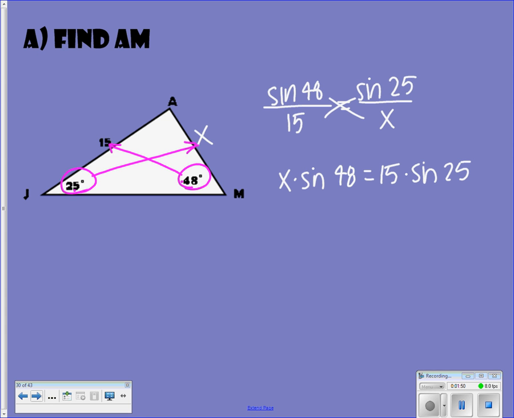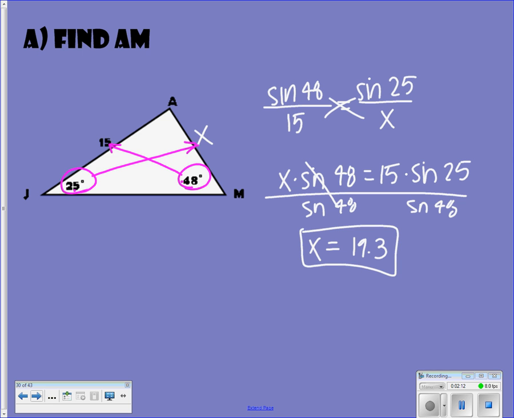Then I'm just going to try and get x by itself, which means I would want to get rid of the sine of 48 on each side. So that's going to give me x equals, now be careful, you can do this all at one time on your calculator, just be careful. You should type in 15 times sine of 25, hit enter, and then divide by sine of 48, and you should get 19.3. Okay, so maybe this one's a little bit more straightforward for you than yesterday, and if you have the information that you need, then I would choose law of sines over law of cosines.